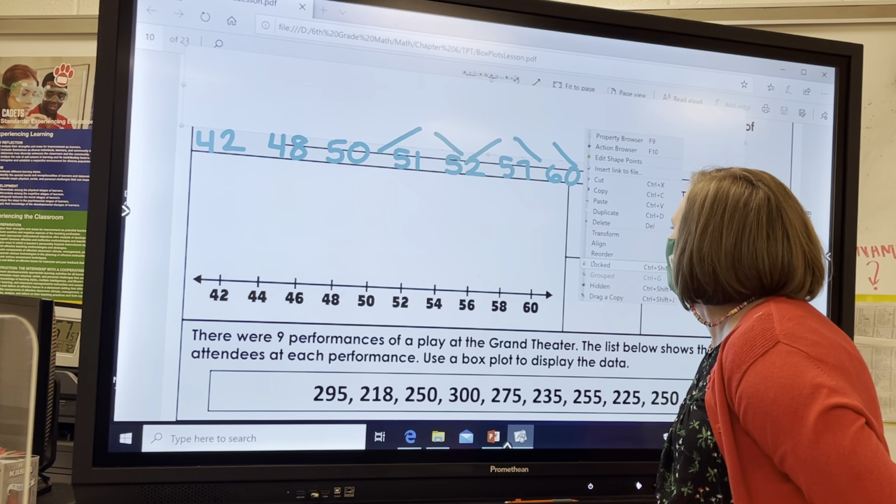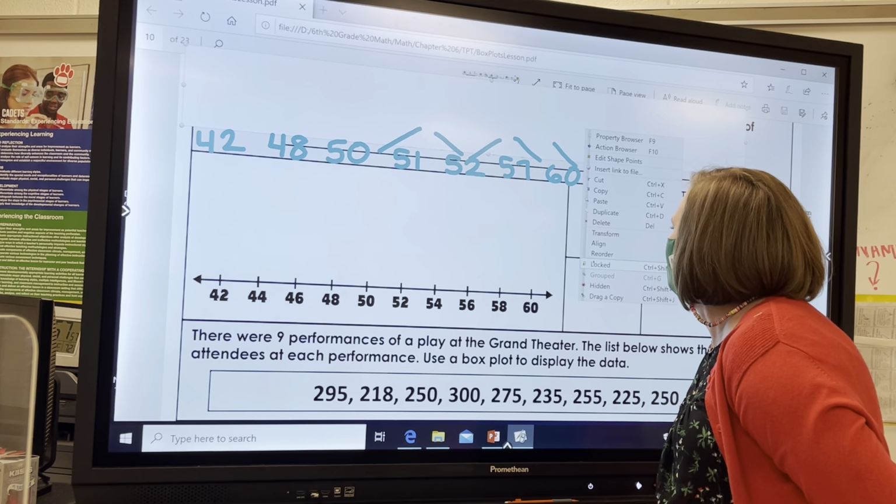So what's the next step? What do we need to do? Find the median. So let's do that. Let's mark off low, high until we get to the middle number or two. How many numbers do we have? So will we have a middle number? Yes. Low, high. Low, high, low, high. And what's our median? 51. So where are we going to write this over here?